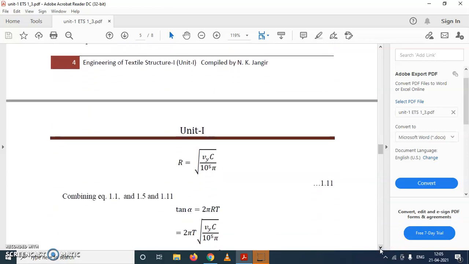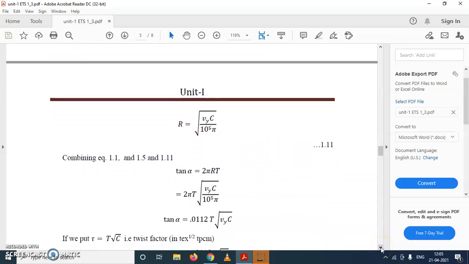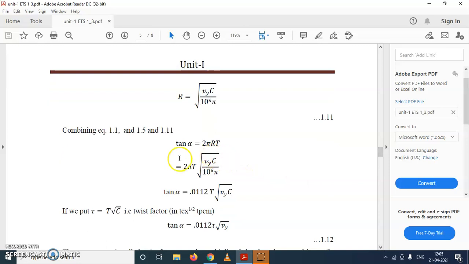Now we'll go somewhat further. We can write this relation in terms of yarn radius also. If we know the tex and specific volume, you can calculate it. Tan alpha is equal to 2 pi r upon h, and h is the inverse of turns per centimeter. So we can write tan alpha, where alpha is the surface helix angle. Now if we substitute the value of yarn radius in this equation, we get this relation: tan alpha is equal to 0.0112 times turns per centimeter times root Vy, where Vy is the specific volume of the yarn, times root of C, the tex of the yarn.